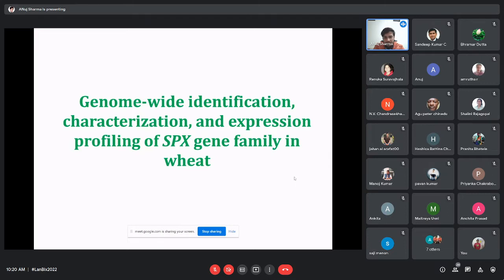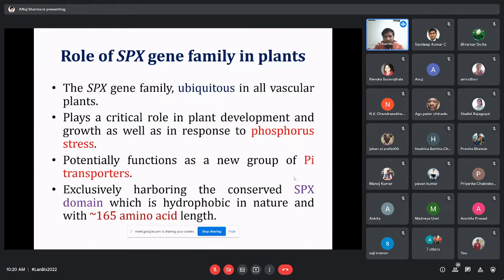We identified the SPX gene family in wheat, and that was published in the International Journal of Biological Macromolecules. Regarding the role of the SPX gene family in plants, they are ubiquitous in vascular plants and play an important role in development and growth as well as in response to phosphorus deficiency, which is important for the growth and development of a plant, and they potentially function as a new group of phosphorus transporters. They also explicitly have conserved domains that are very important for their functional stability, approximately 165 amino acids long.